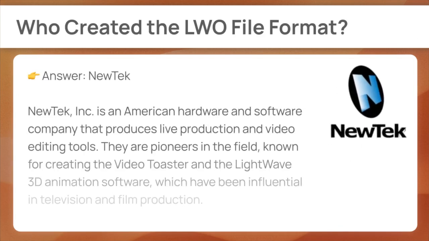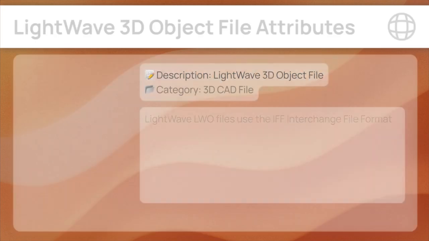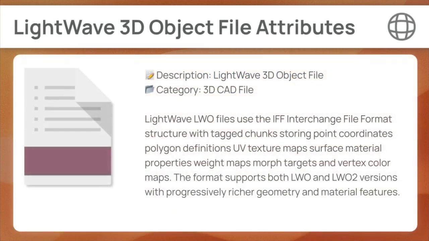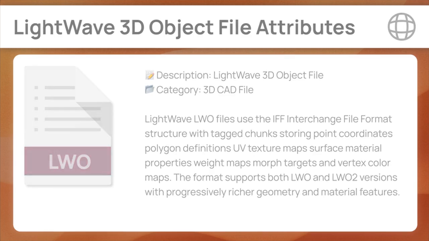They contain polygon and subdivision surface mesh geometry with UV mapping, surface definitions, material properties, and vertex color data for detailed 3D models. LightWave LWO files use the IFF Interchange File Format structure with tagged chunks storing point coordinates, polygon definitions, UV texture maps, surface material properties, weight maps, morph targets, and vertex color maps. The format supports both LWO and LWO2 versions, with progressively richer geometry and material features.